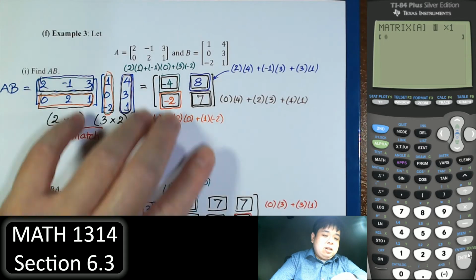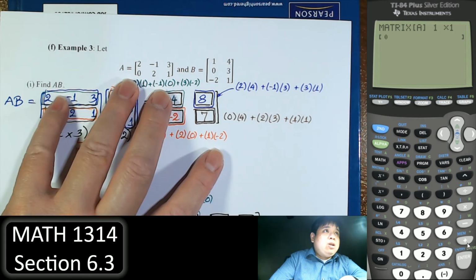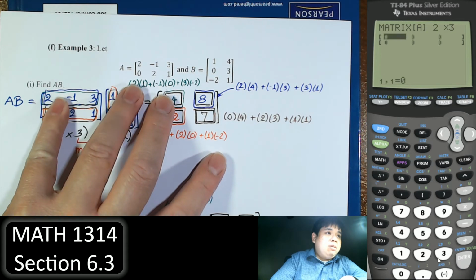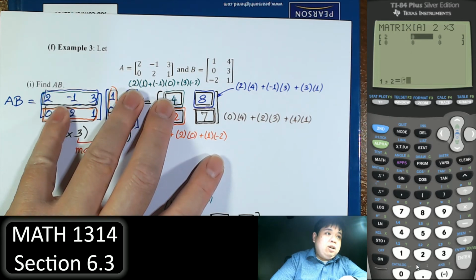Let's look at this example. We have the matrix A, 2 rows, 3 columns. Now we just enter the number 2, negative 1. Notice this is the negative 1, and this is subtract. The negative is in front of the number, subtract is between two numbers. So we have negative 1, enter, 3, enter, 0, 2, and 1.